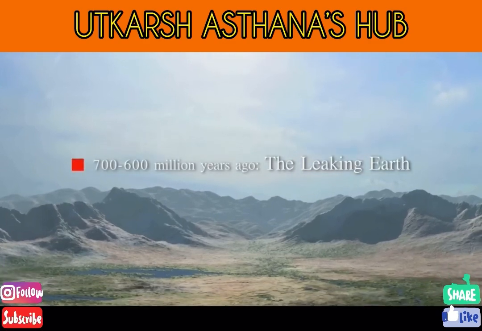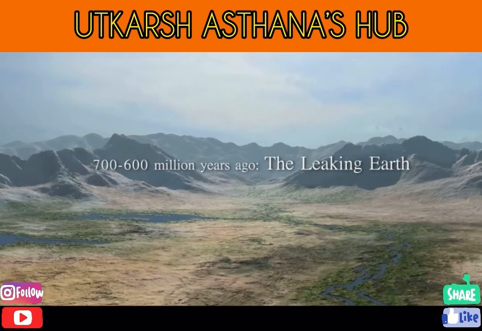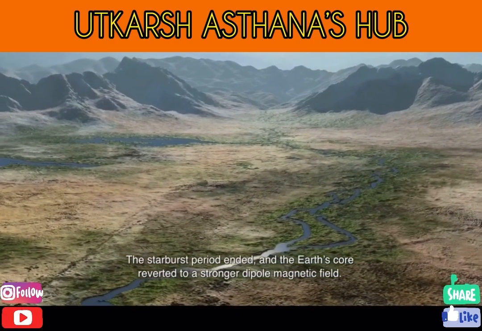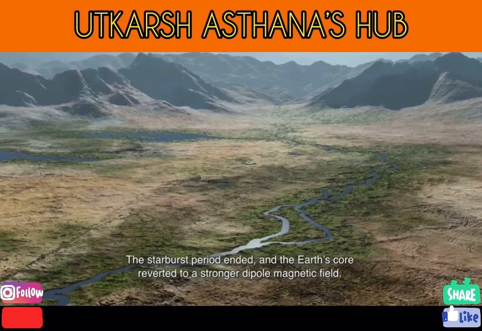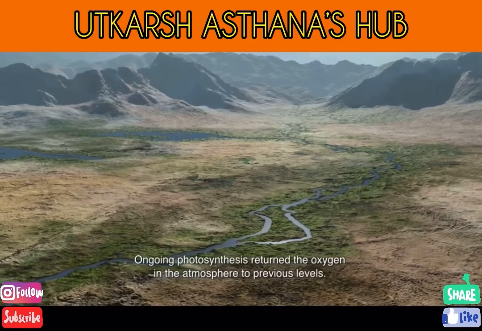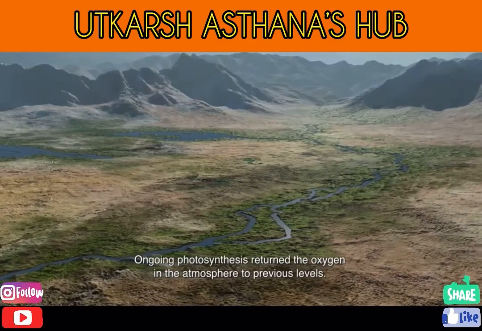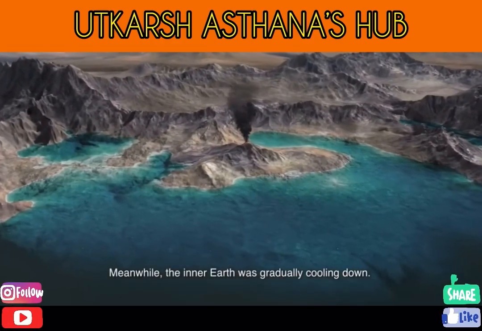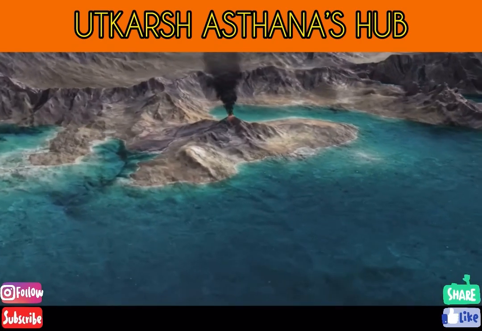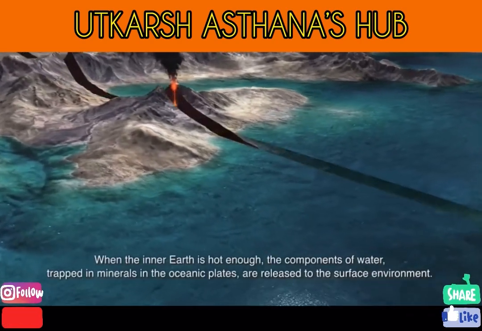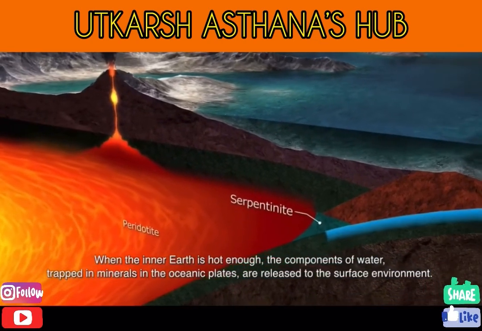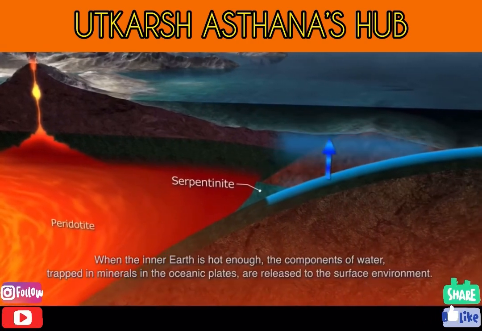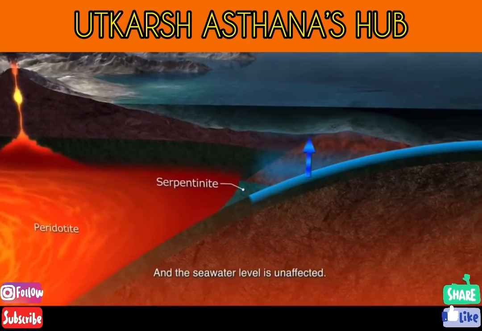The leaking Earth phenomenon takes place 700 to 600 million years ago. The starburst period ended and the Earth's core reverted to a stronger dipole magnetic field. Ongoing photosynthesis returned the oxygen in the atmosphere to previous standard levels. Meanwhile, the inner Earth was gradually cooling down. When the inner Earth is hot enough, the components of water trapped in minerals in the oceanic layers are released to the surface environment, as we can clearly see here, and the seawater level is unaffected.